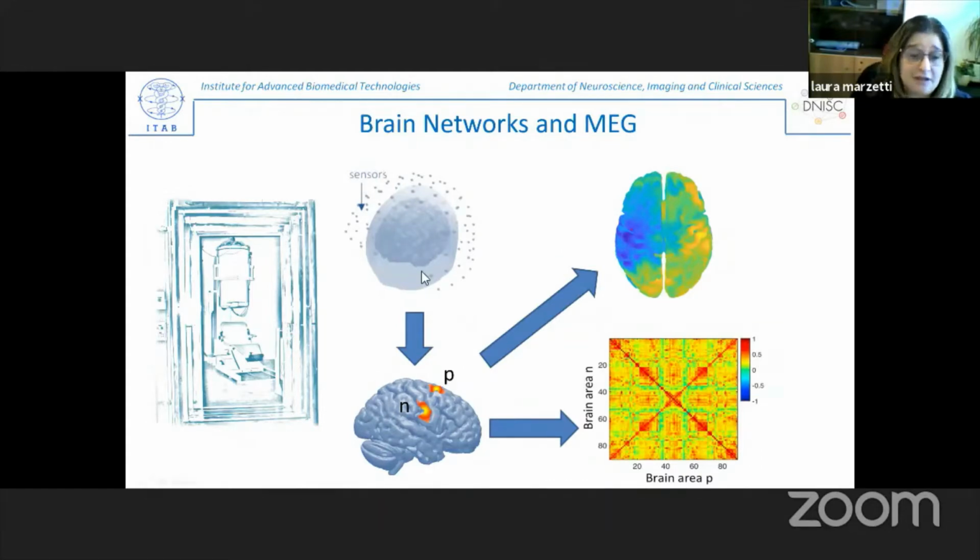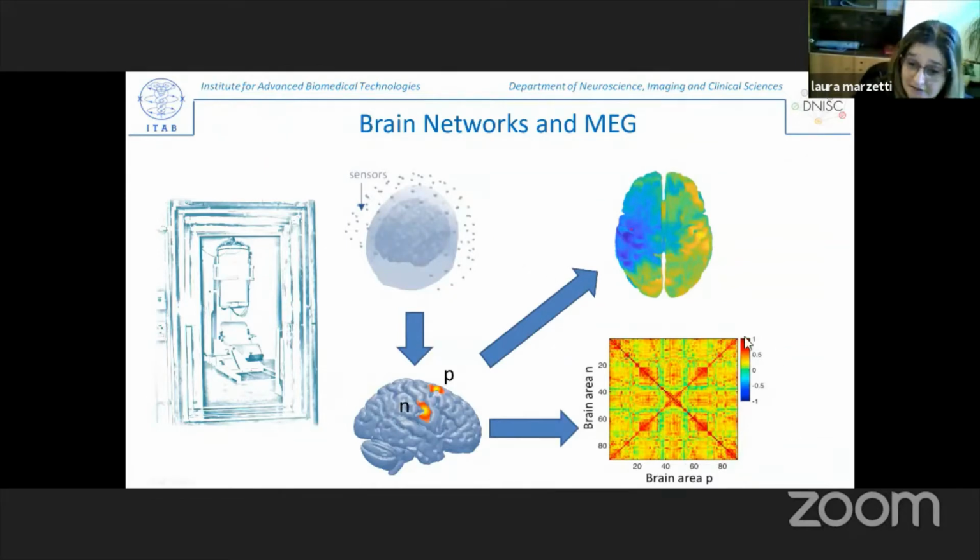by first solving an appropriate inverse problem, so going from sensors to sources. Of course, as Guido was mentioning before, this is one option, going first to sources and then calculating connectivity, but we have other options, such as projecting connectivity from sensor level to source level. Here I would like to go through the more classical pathway, which is from sensors to sources and then to connectivity.